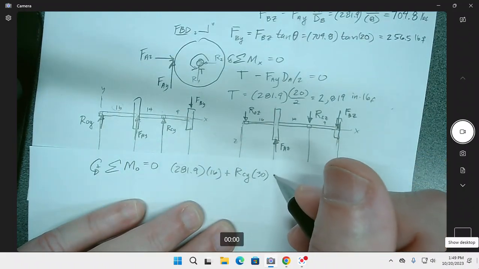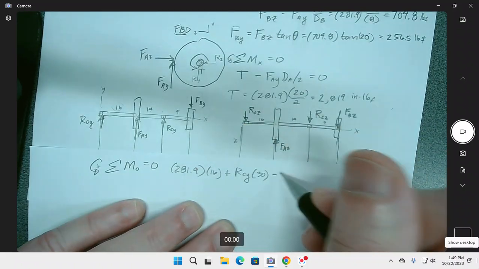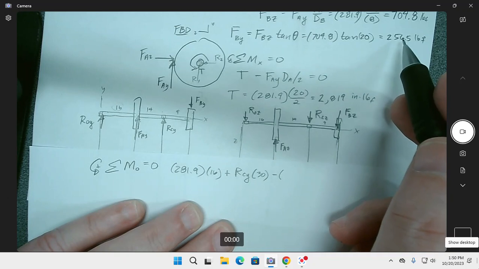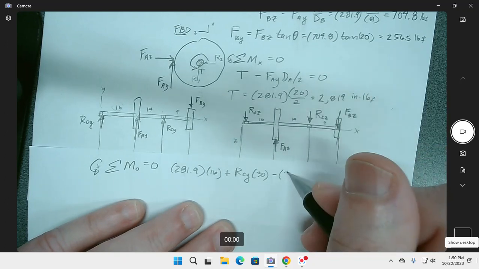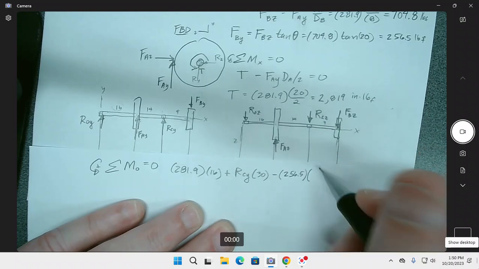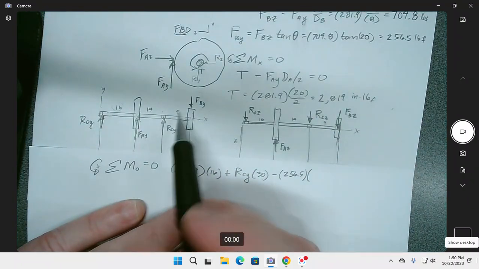Thank you. And then lastly, we're going to go negative. Don't go negative, go positive. And FBY is our 256.5 up here. And now it's going to be 39, because we just had 30. We're going to add 9 to it, 39.